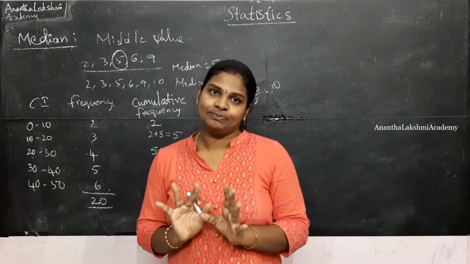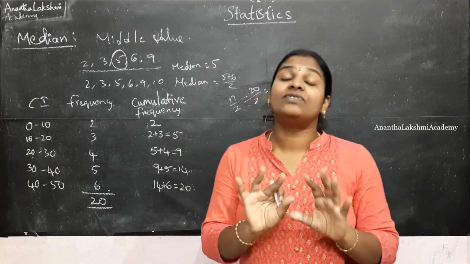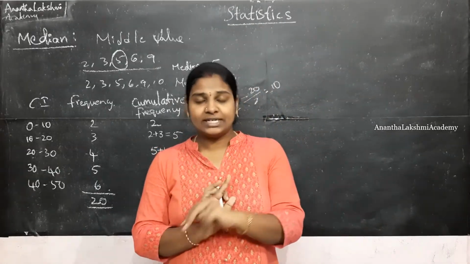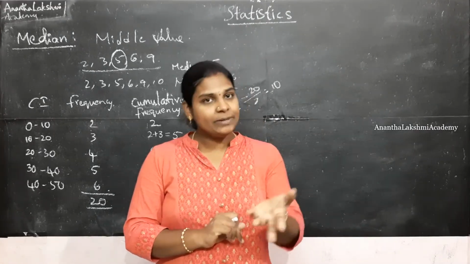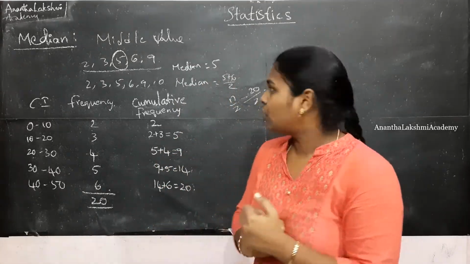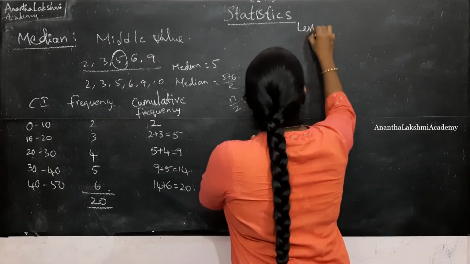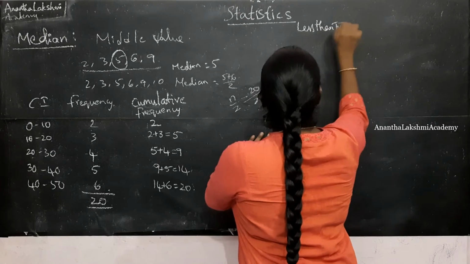Using a formula. Even before getting to know about the formula, let me tell you the different types of cumulative frequency. There are 2 types of cumulative frequencies. One is less than type and the other is more than type. Let me show you what is less than type and what is more than type first. All right. So, less than type. First of all, I am going to do less than type.